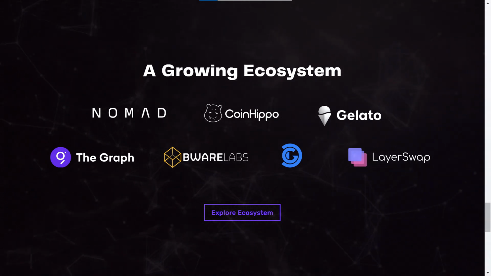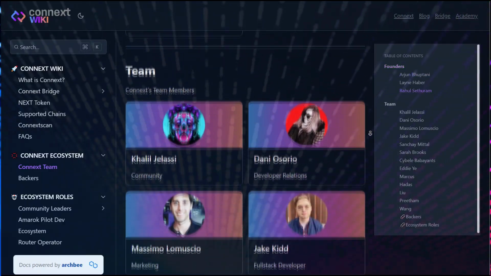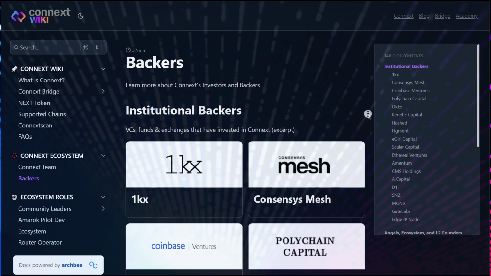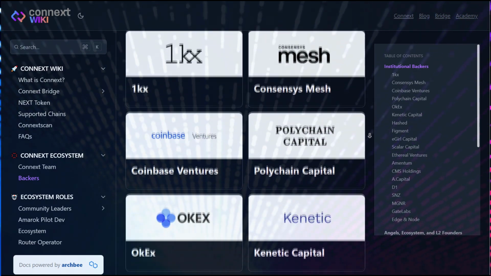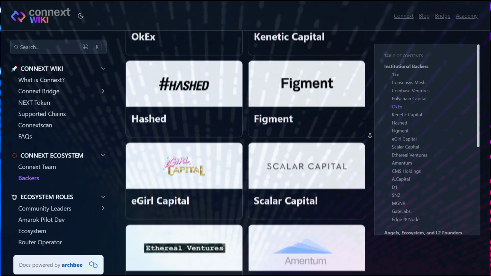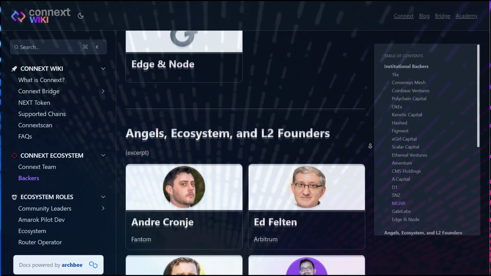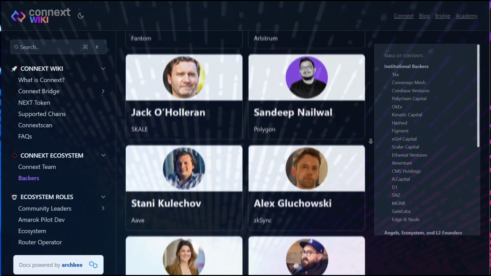As for the development team, they are new faces to me personally, so I can't say much about them yet. Among the investors are top well-known funds such as Consensus Mesh, Coinbase Ventures, Polychain Capital, OKX, Hashed, Figment, and Gate Labs. There are also angel investors, ecosystem and L2 founders, the well-known Andre Cronje, Gilles Uzit, as well as founders from Arbitrum, Scale, Polygon, AAVE, ZK Sync, The Graph, and so on.